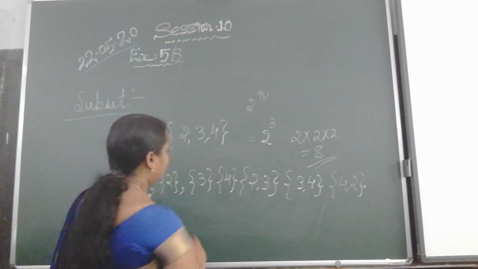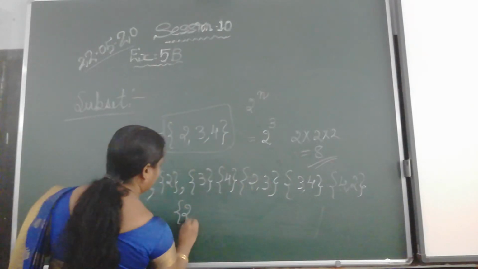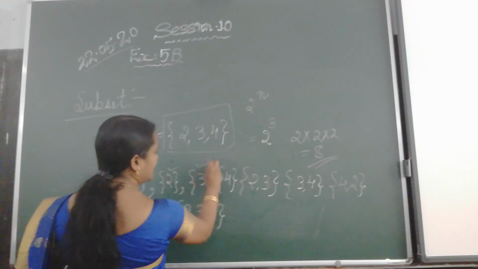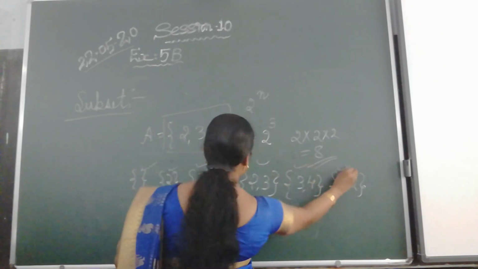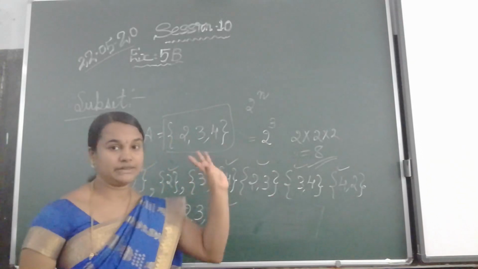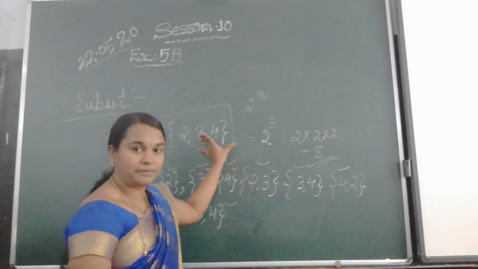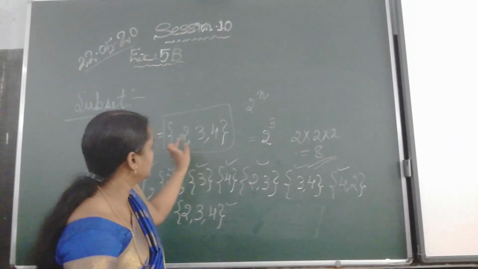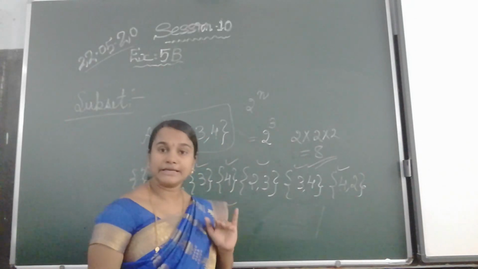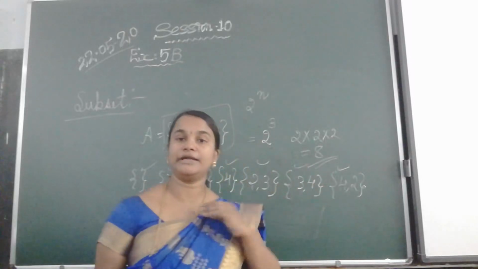After that, the set which they have given, that also we have to write: 2, 3, 4. Now count it: 1, 2, 3, 4, 5, 6, 7, 8. The total number of subsets we are getting is 8. First the empty set, next the single-element groups, then the groupings 2 3, 3 4, 4 2, and last the same set which they are given. That is the subset. I think all of you understood what a subset is and how we find the subsets.